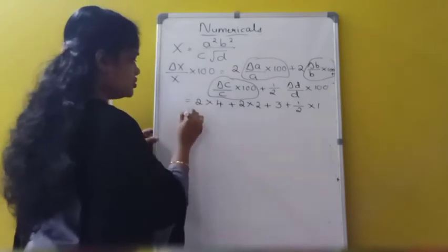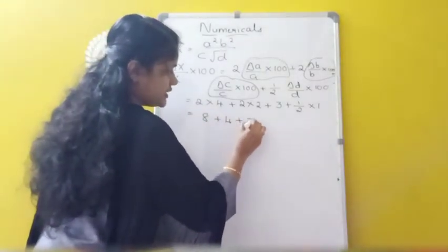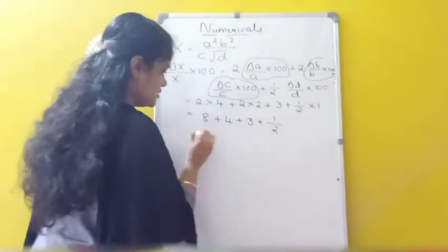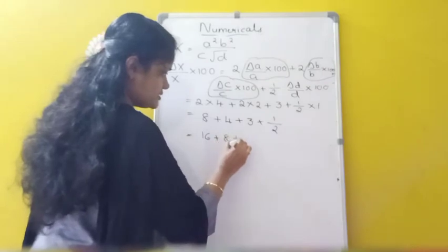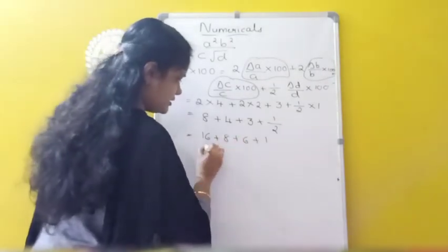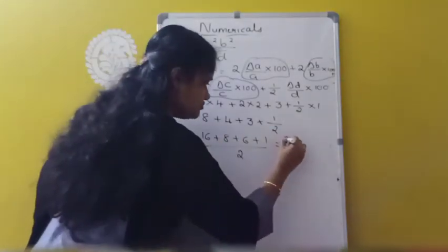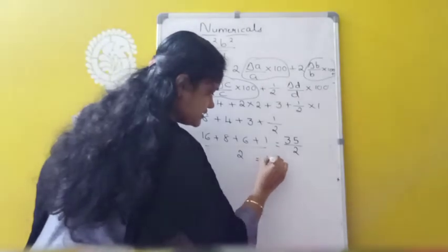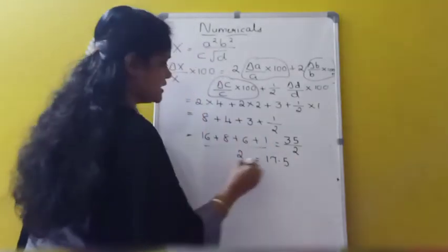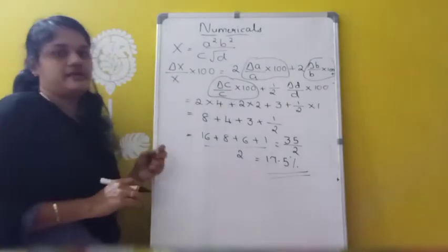So we are getting now 2 into 4 is 8 plus 4 plus 3 plus half, that is equivalent to 16 plus 8 plus 6 plus 1 divided by 2. So we will be getting 35 by 2, that means 17.5%. This is the percentage error in which one? The physical quantity X.